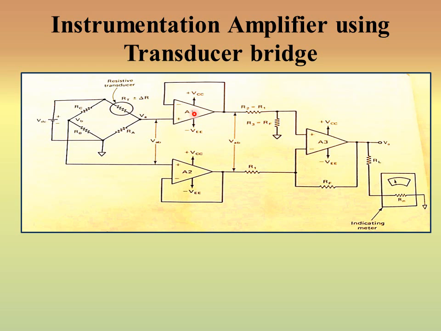Then we have 3 operational amplifiers, out of which 2 are working as voltage followers and 1 is working as a differential amplifier. The output of the differential amplifier is then supplied to the indicator, which reads the output signal. So this is the basic instrumentation amplifier using transducer bridge.